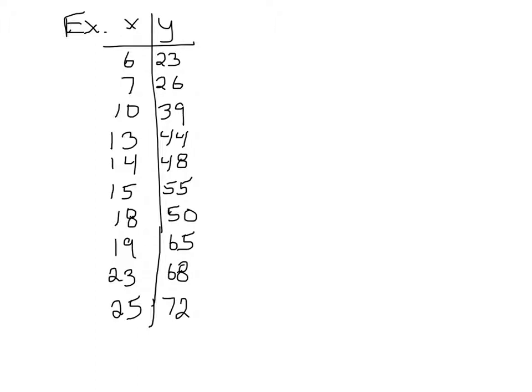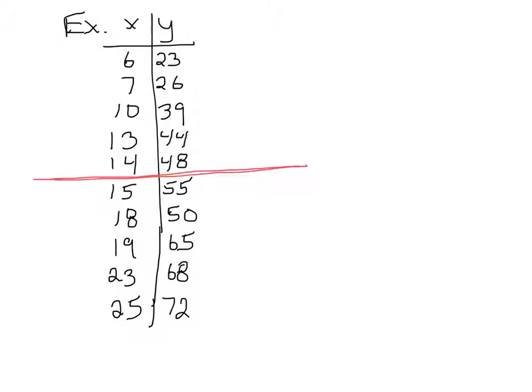Step 2 was divide this into 2 equal groups. Well, I have 1, 2, 3, 4, 5, 6, 7, 8, 9, 10 points. So my 2 equal groups are going to be 5 each. 1, 2, 3, 4, 5. So I'm going to divide it right here. Good? Step 2, divide it into 2 equal groups. In this case, they have 5 in each one. Step 3 was calculate the mean for your x and your y in each group.